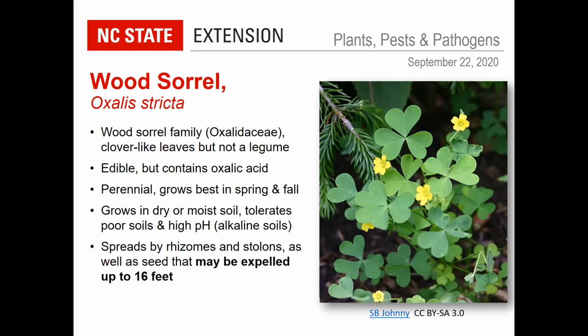To look at the leaf, you might think it is a legume. You might think it was a type of clover, but it's not. It is in the Oxalidaceae family, so the Oxalis family or wood sorrel family. And this particular species, Oxalis stricta, has a lemony flavor, and sometimes people like to eat the weeds, and this is one that you can eat, but it does contain oxalic acid, which you don't want to eat too much of, especially if you have kidney stone problems.